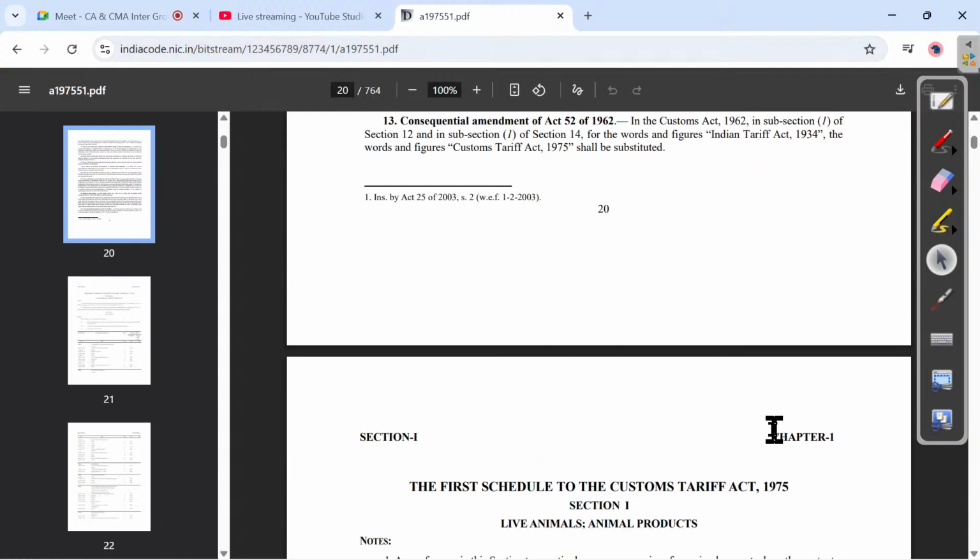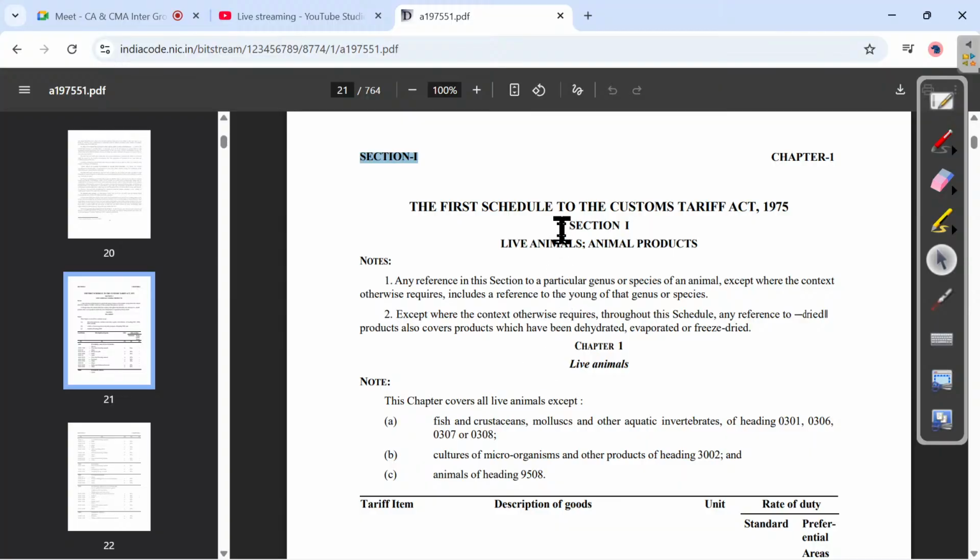Usually you will have sections here. Chapter 1, Section 1. In Section 1, below that, a small description is given. By reading this, you can see whether the broader classification accommodates your supply of goods or services. Usually all these things are for goods only. Supply of services we will see later on.